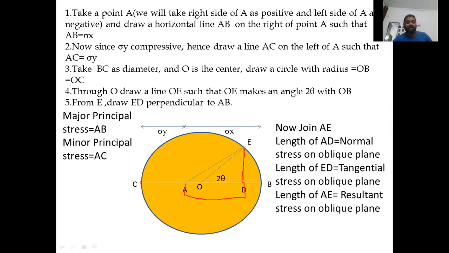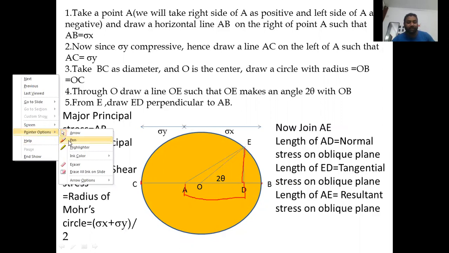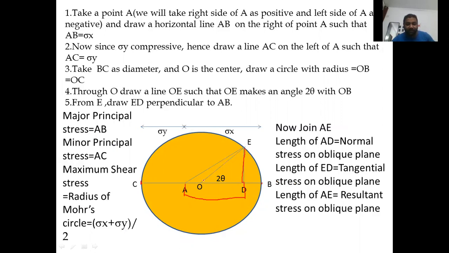Now what is the radius of the Mohr circle here? Because AB is sigma x and AC is sigma y, the total BC becomes sigma x plus sigma y. We have taken the diameter as BC, so the radius is sigma x plus sigma y divided by 2. So the maximum shear stress is equal to the radius of the Mohr circle, because this is the shear stress and it will be maximum at this point passing through the center O. This is the radius, and the maximum shear stress is sigma x plus sigma y by 2.